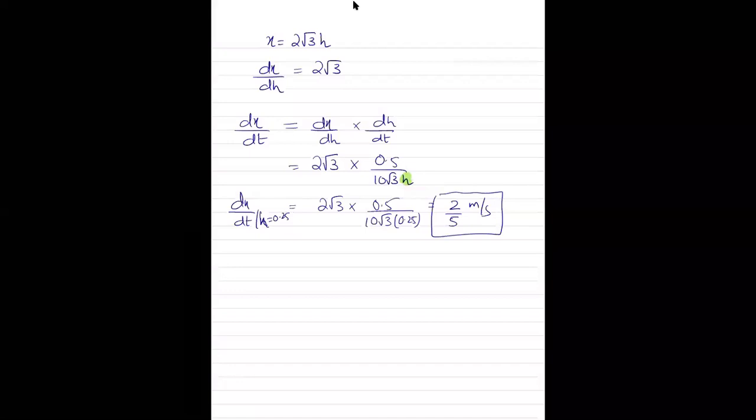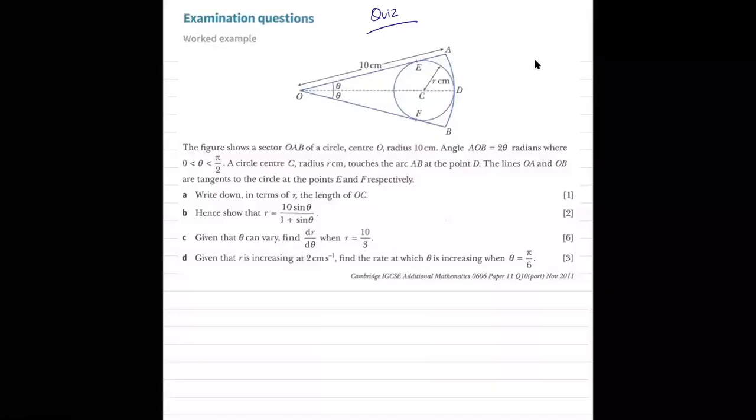Any questions so far? No, sir. The figure shows a sector OAB of a circle, center O, radius 10 centimeter. Angle AOB is 2 theta radians, where theta is between 0 and pi by 2, meaning it's an acute angle. A circle, center C, radius r, touches the arc AB at point D. The lines OA and OB are tangents.